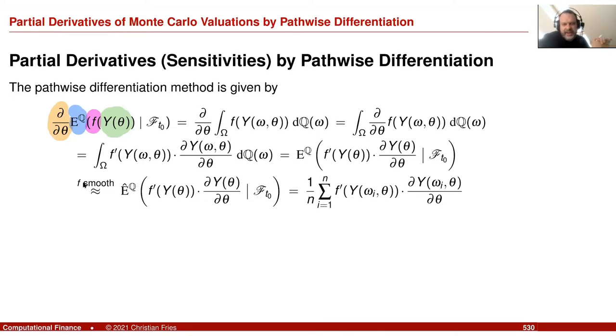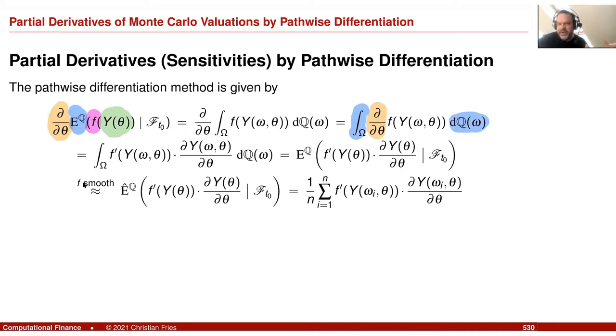So first of all, this expectation is the integral over f of y dq. And I can swap expectation and integration. So I assume that I can do this. So then I have the integral over d theta here. So now I have the derivative with respect to theta inside, and actually the integral, so the expectation operator, is now here on the outside.